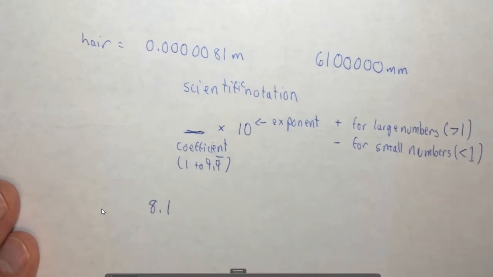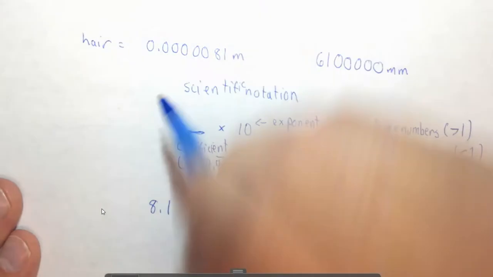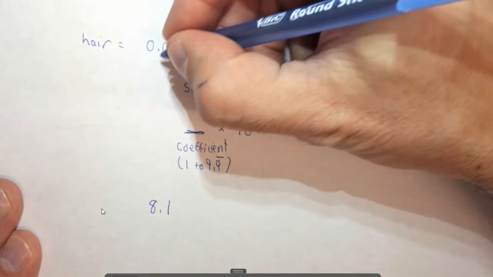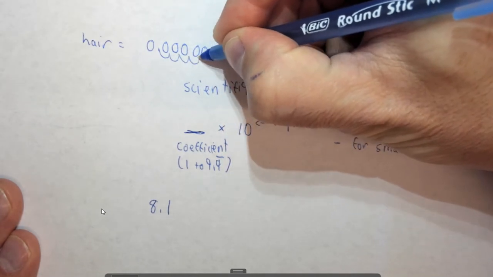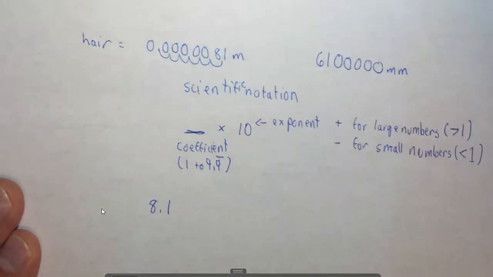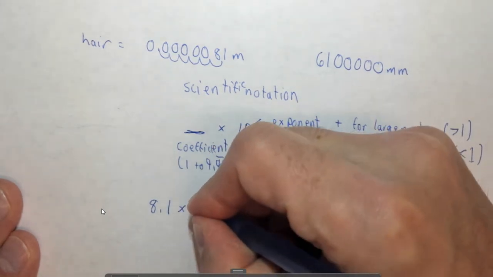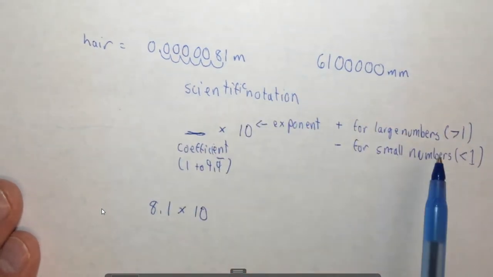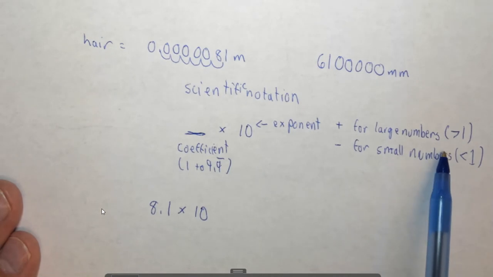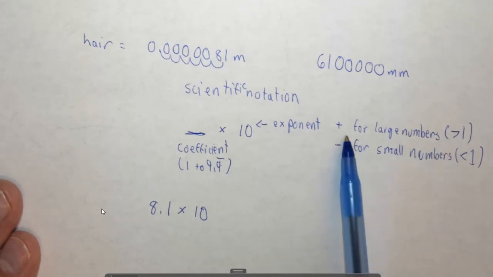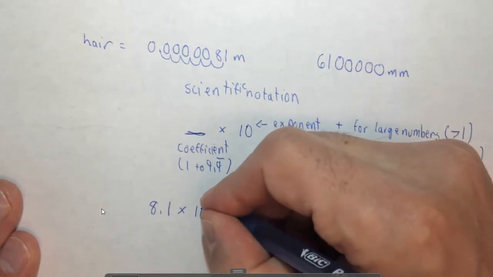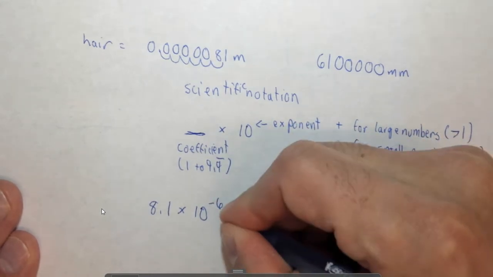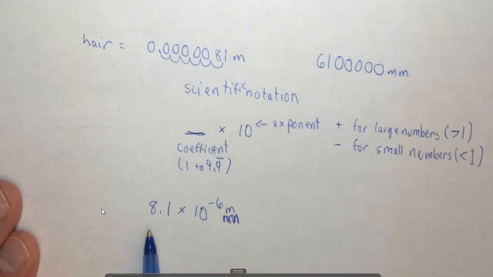So we use 8.1. Now, the decimal place starts here. How many times do we need to move it? We need to move it 1, 2, 3, 4, 5, 6 times. So we need to move it 6 times. Times 10. So the question becomes, is it negative 6 or positive 6? Well, in this case, it is going to be a small number. This is less than 1. So it's negative 6, and the meters stays. So we have 8.1 times 10 to the minus 6 meters.